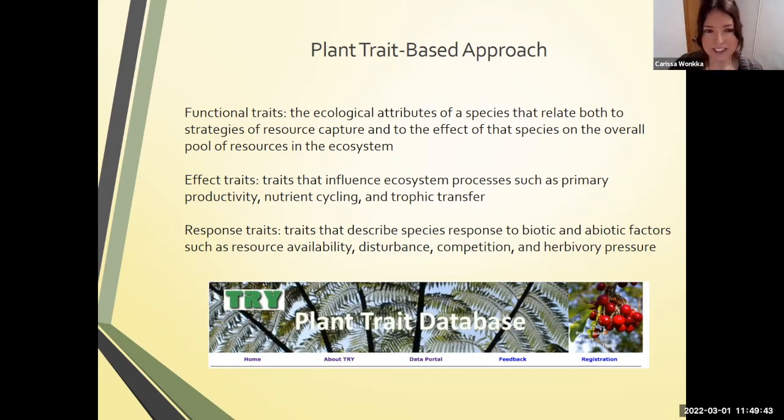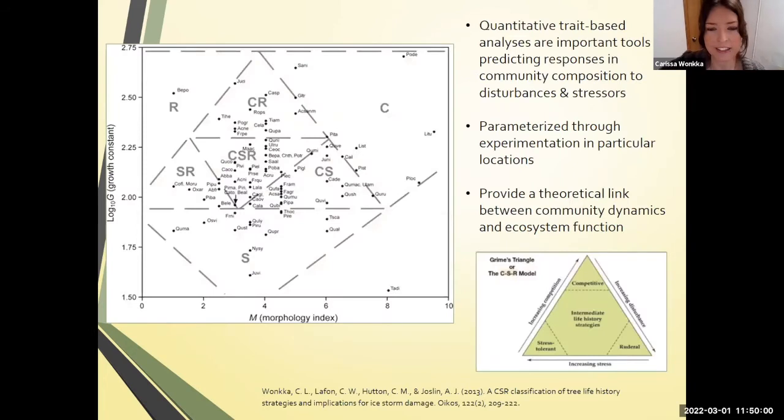And so these aren't necessarily mutually exclusive. We can have a response trait that's also an effect trait, but when we think about these together, then we're starting to understand how ecosystem services and functions and community assembly are tied together through plant traits. And so this is just an example from my research on thinking about how quantitative trait-based analyses can help us understand a plant's response to the environment.